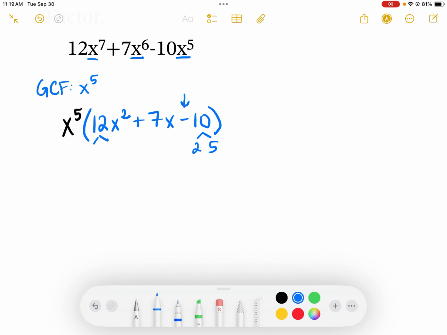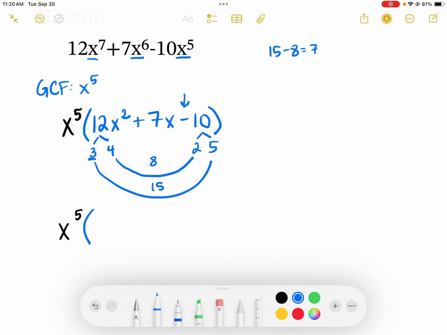I'm going to instead try 3 and 4 for 12 and try those pairs. So like 4 and 2 is 8, 3 and 5 is 15. And those ones, if we subtract, notice 15 minus 8 gives me 7. So I know this is the pairing I actually want. So I'm going to leave it as x to the fifth.